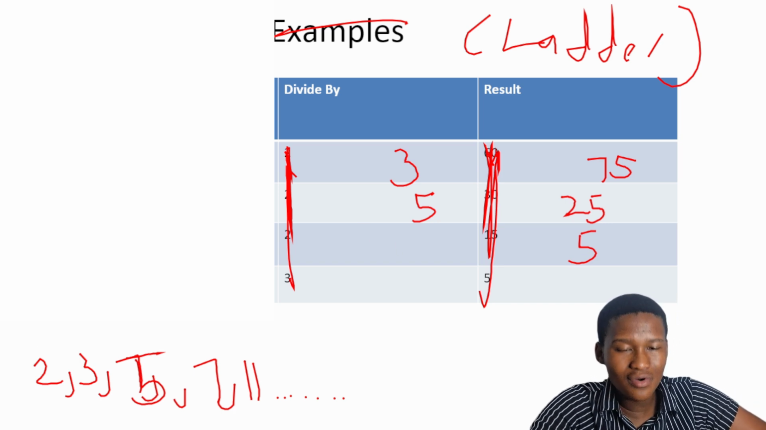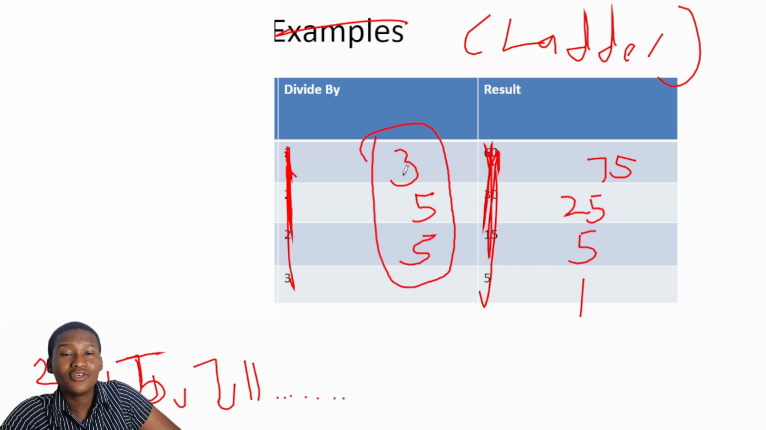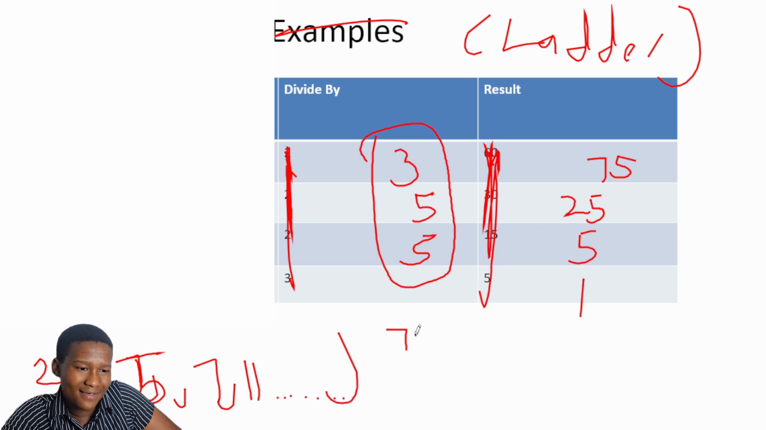Then we see if 2 can get into 5 without leaving a remainder. No, it can't. Can 3 get into 5 without leaving a remainder? No, it can't. Can 5 get into 5 without leaving a remainder? Yes, it can. Put 5 here. Then 5 divided by 5 is 1. So then after, the numbers on this side are 75 broken into a product of prime numbers. So basically 75, if we use prime factorization, is going to be 3 times 5 times 5.